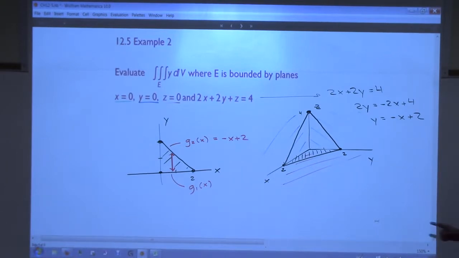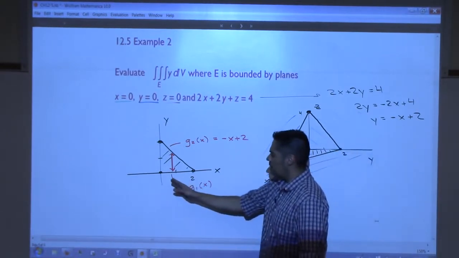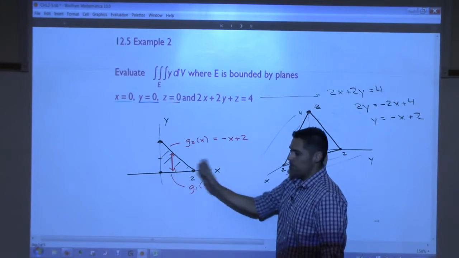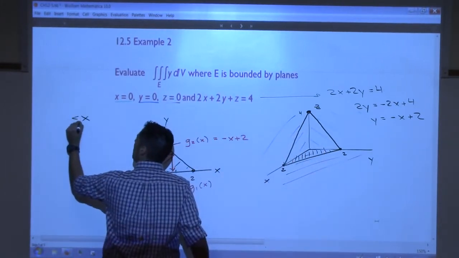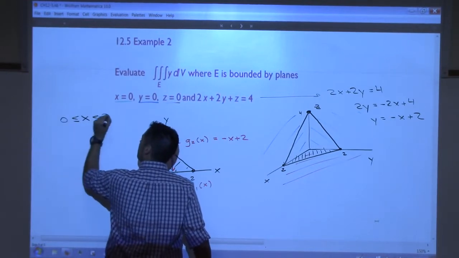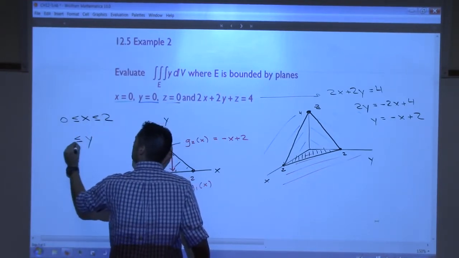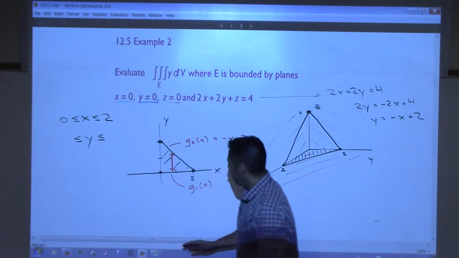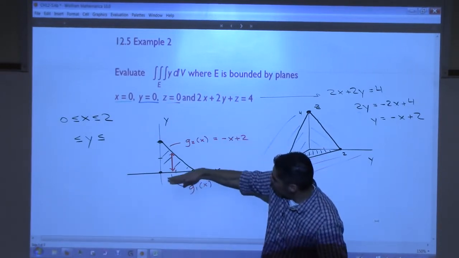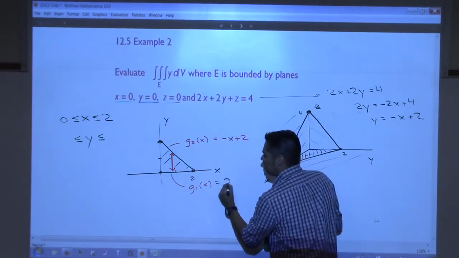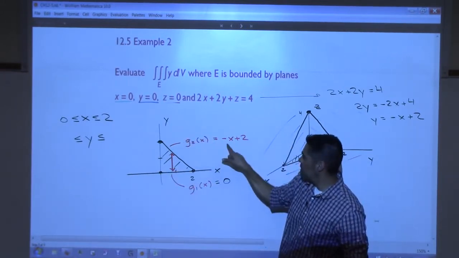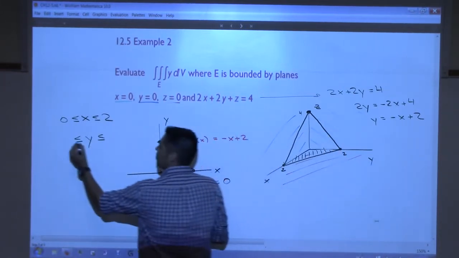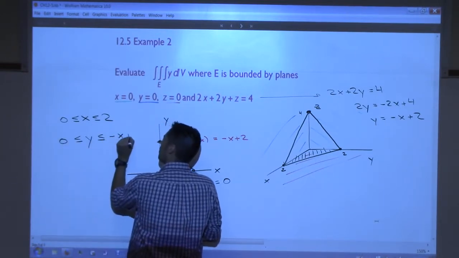All right. Can you tell me what the restrictions on x are here? 0 to 2? So here's what I got so far. I've got x is between 0 and 2. I've got that my y is between, what? 0, right? This function here is a flat horizontal line. And then the one up here, negative x plus 2. So y is going to go from 0 to negative x plus 2.